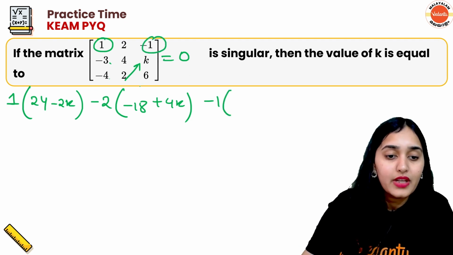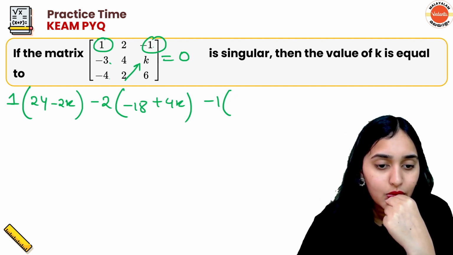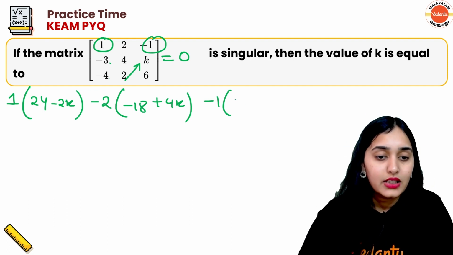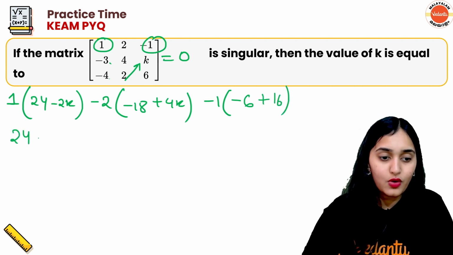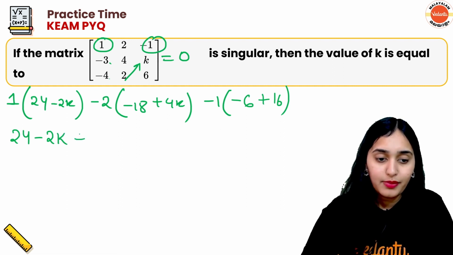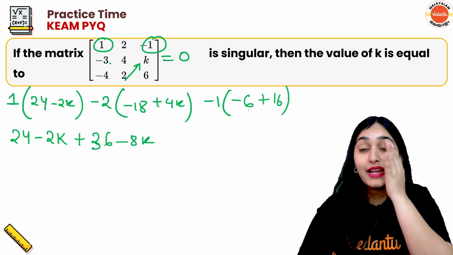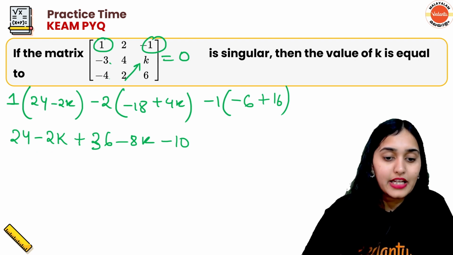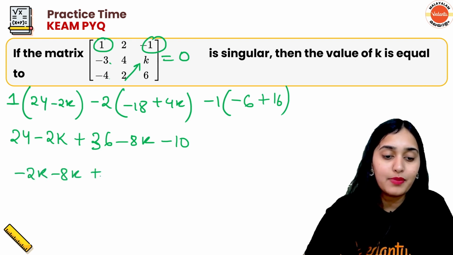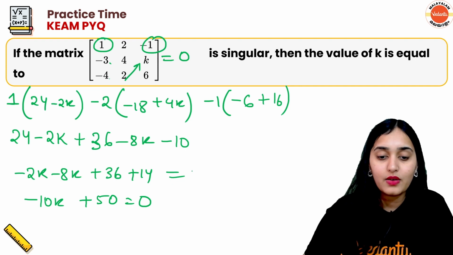Then minus 1 into 6 3s are 2, minus 1 into 3 2s are 6 and 4 4s are 16. So we get here 24 minus 2k, then plus 2 18s are 36, 2 4s are 8k, 16 minus 6, 10, 10 minus 1, minus 10. So, this is 24 minus 10 is 14, 14 plus 36, I'll just calculate, minus 2k, minus 8k, plus 36, plus 14. So, this is minus 10k plus 50 is equal to 0.